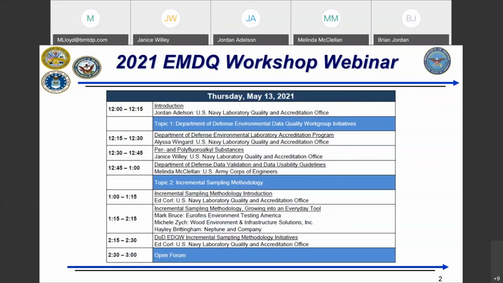So we have a question here relating to the QSM Appendix C. Are there any plans to reevaluate the LCS studies and establish new LCS limits that may be more representative of DoD accredited labs and procedures?